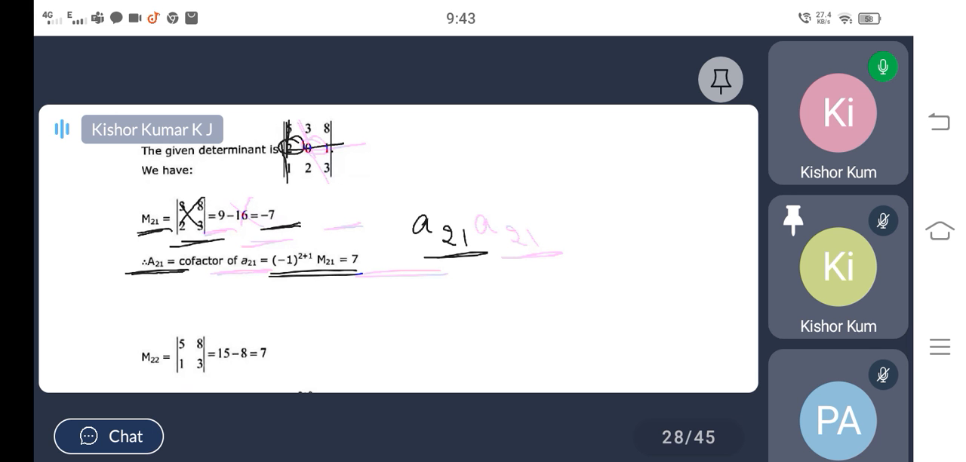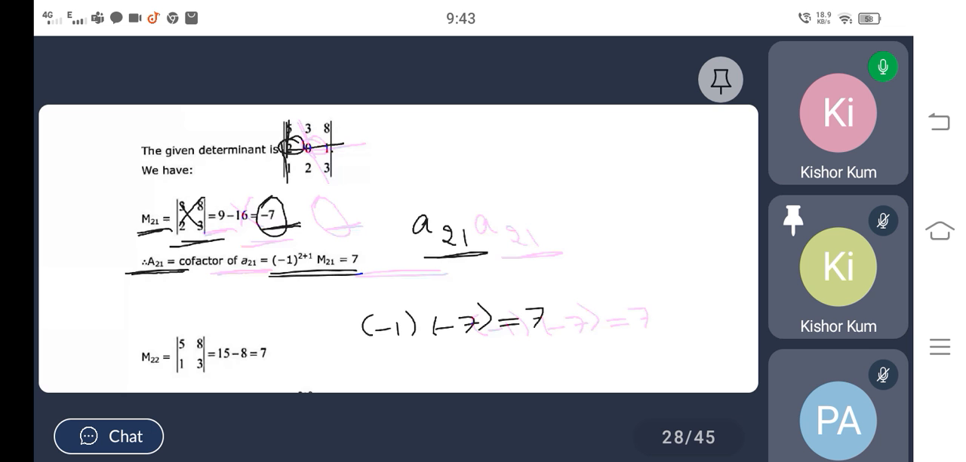Because we know that minus 1 to the power 2 plus 1 gives us minus 1 to the power 3, which is nothing but minus 1. And the M21 value here is minus 7. So minus 7 into 1 will give us 7. You can keep on skipping the simple steps if you are very good at solving the problem.